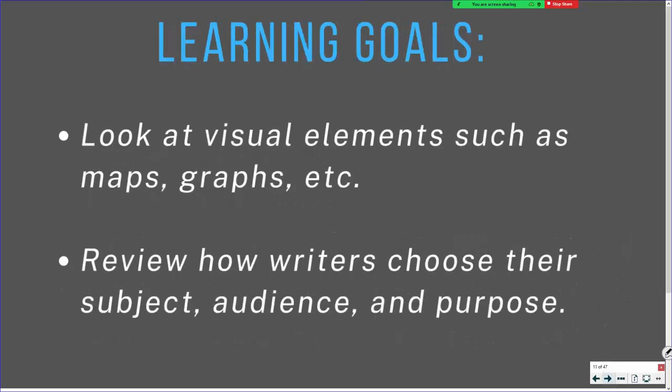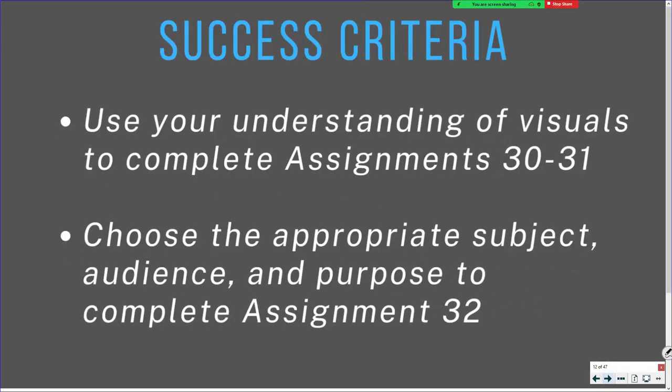Our learning goals for today are to look at visual elements such as maps, graphs, etc., and to review how writers choose their subject, audience, and purpose. And we'll know we're successful if we can use our understanding of visuals to complete assignments 30 and 31, and if we can choose the appropriate subject, audience, and purpose to complete assignment 32.